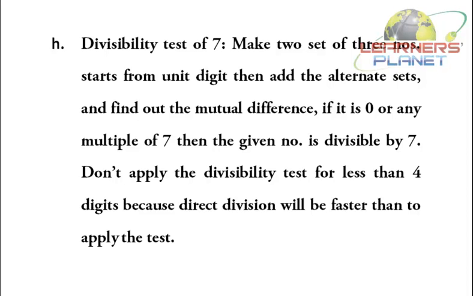Now let's see the divisibility test of 7. Let's see what it says. In this case we have to make sets of 3 digits, starting from the unit digit, then add the alternate sets and find the difference. If it is 0 or any multiple of 7, then the given number is divisible by 7. We have to be careful not to apply this test to numbers with fewer than 4 digits, because in that case direct division will be faster than applying the test. To elaborate this method, let's take some examples.